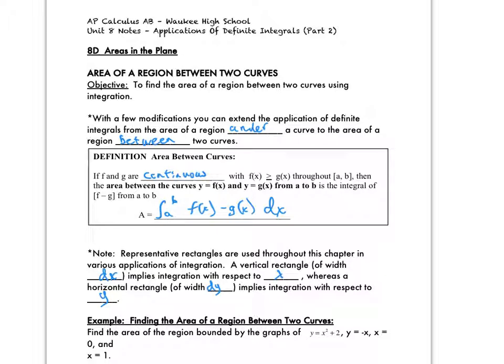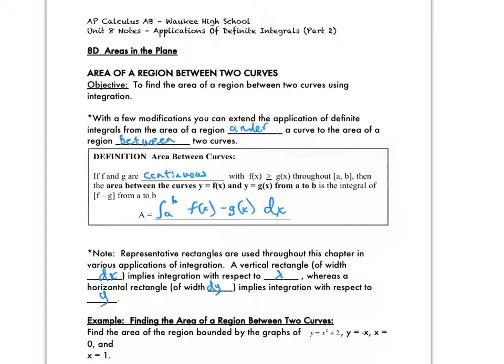So with a couple modifications, we can look at the idea of a definite integral from just under a curve to in between curves. All right, so the area in between curves: if you have one function that is larger than another throughout some constant interval, and both of those functions are continuous, then you can just simply take the difference between the two and a definite integral to find that area. That's pretty intuitive to do.